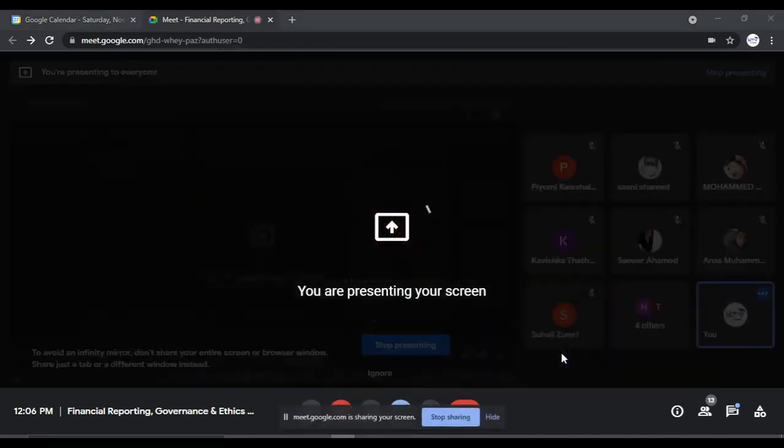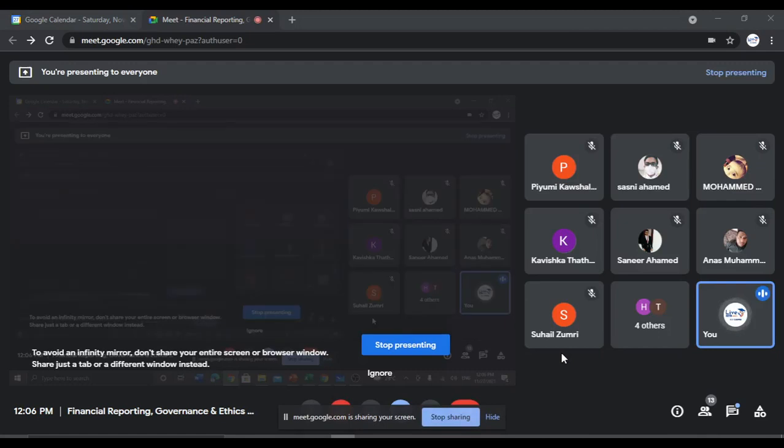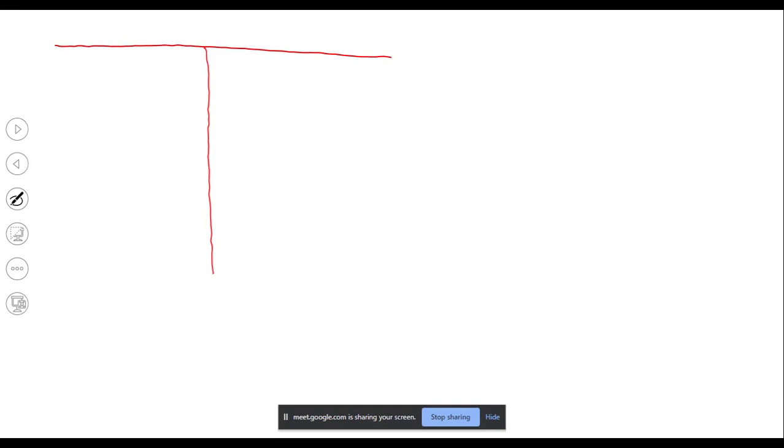Right. I believe that you can see the screen. If not, please tell me. Okay, now this is the amortized cost. This is the amortized cost financial asset.